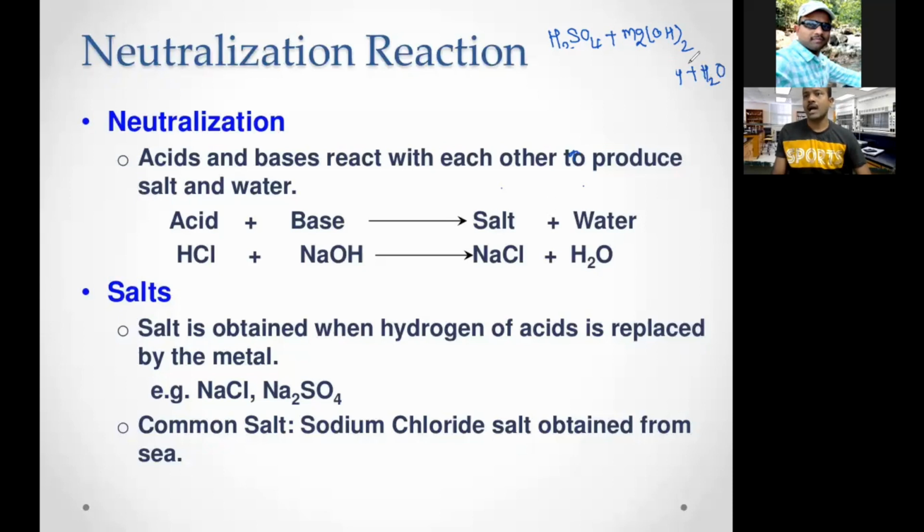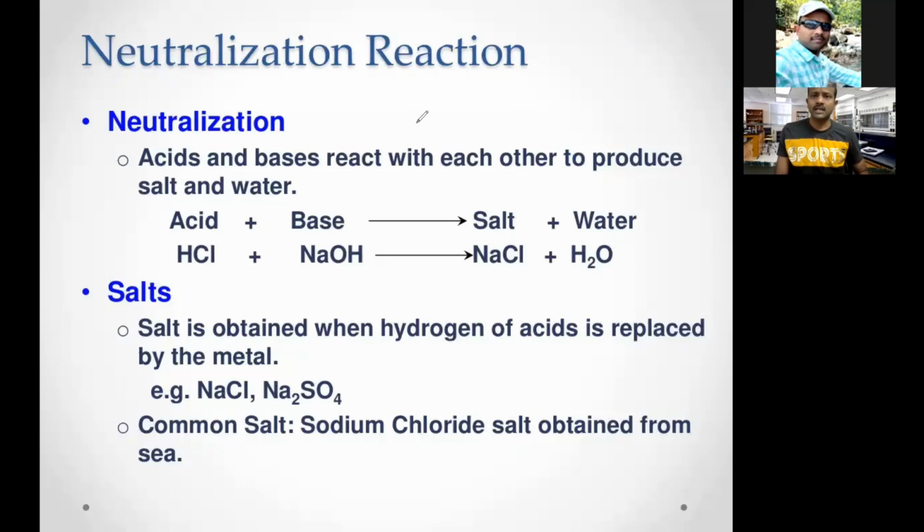Okay, to balance the hydrogens, in front of H2O you keep 2. So H2SO4 will react with the magnesium hydroxide, it will give magnesium sulfate and also it will give water. So when acid reacts with the base, it will give its corresponding salt and also it will form water. So take one more example.